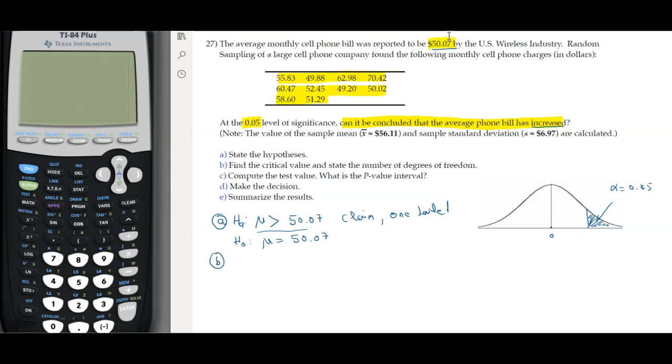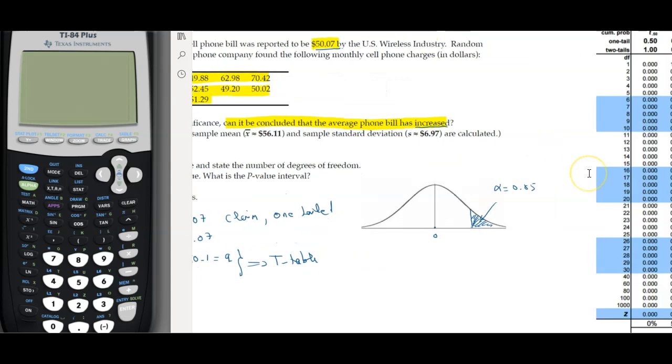Now for B, we are looking for the critical value. In order to get the critical value, you need two things: a degree of freedom, which is n-1, and you need the alpha, which is 0.05. So n-1 is going to be 10 minus 1, which is 9. And then you need to use the t-table. All right, so let's get there.